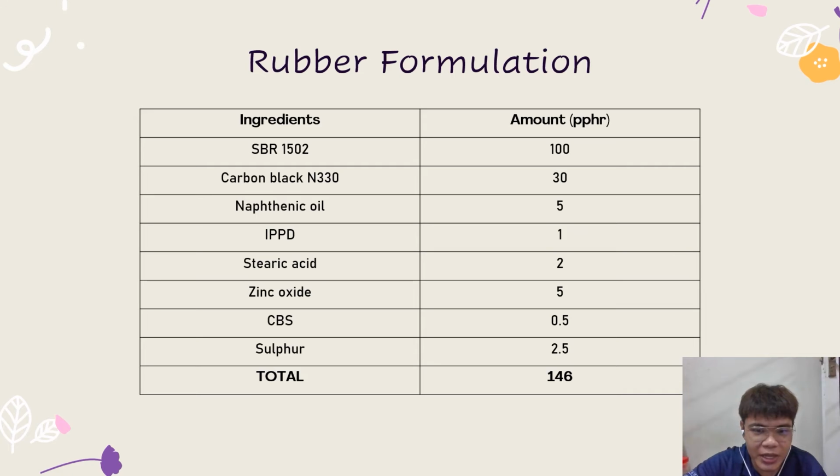This is the rubber formulation, in which the ingredients are styrene butadiene rubber with an amount of 100, carbon black with an amount of 30, naphthenic oil with an amount of 5, IPPD with an amount of 1, stearic acid with an amount of 2, zinc oxide with an amount of 5, CBS with an amount of 0.5, and sulfur with an amount of 2.5, which makes the total 146 parts per hundred rubber.